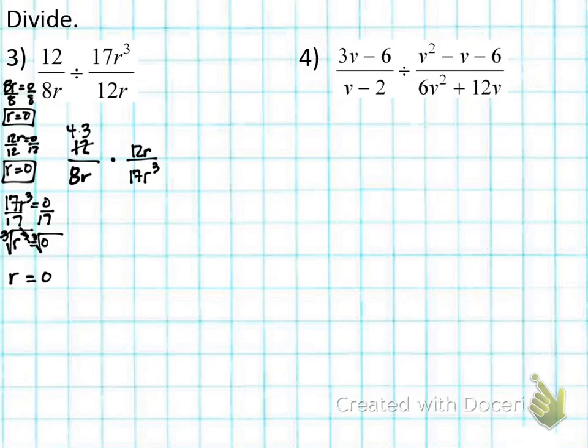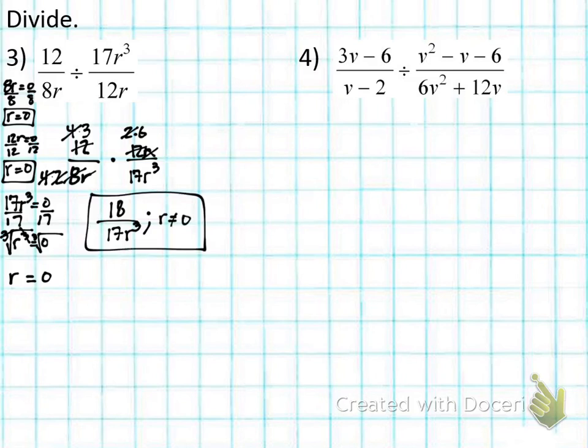Here's your hints. 12 becomes 4 times 3. 8 becomes 4 times 2. Start working this out, please, and give me your final answer. Ready? Go. Okay. So we got 18 over 17r cubed. Semicolon r cannot equal 0. Okay? Good.